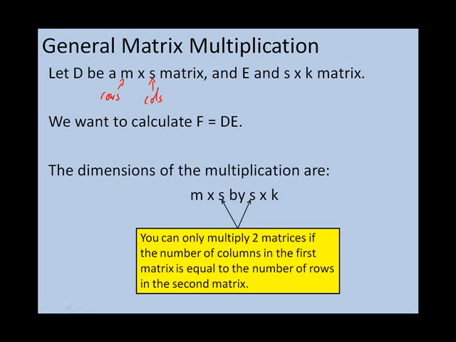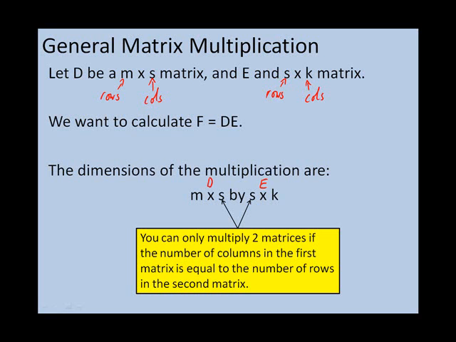And then matrix E is an S by K matrix. Here S is the number of rows and K the number of columns. We want to calculate matrix F, which is going to be D times E. If we write out the dimensions of the matrix multiplication, matrix D is an M by S matrix, and matrix E is an S by K matrix.